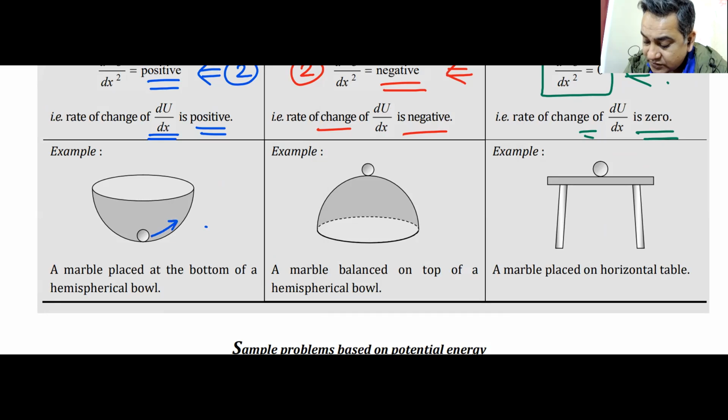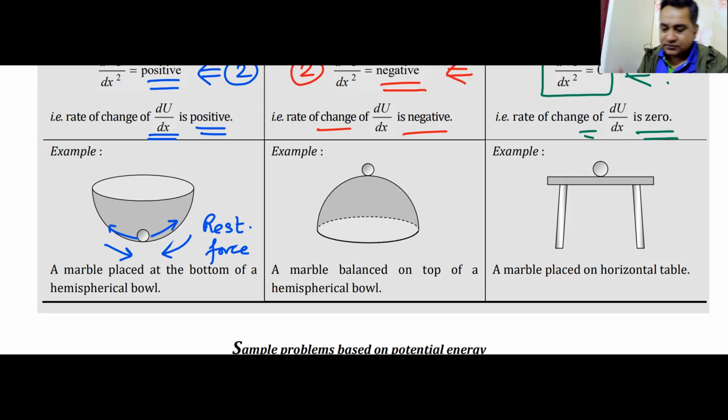This is the condition of stable equilibrium. If I move it here or here, it will always try to come back to its original position. Why will it try to come back to its original position? Because of the restoring force. The restoring force will act, and that force will make this particle go back. You are not supposed to be here. Go back.